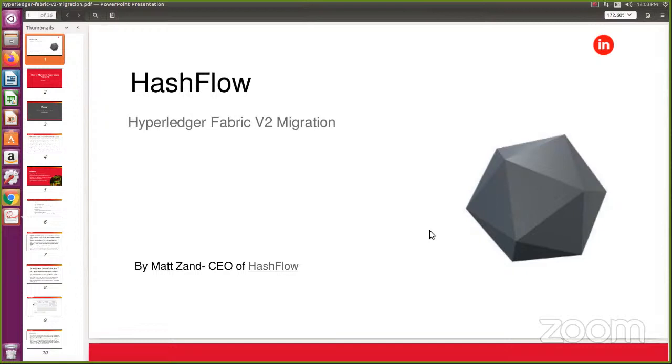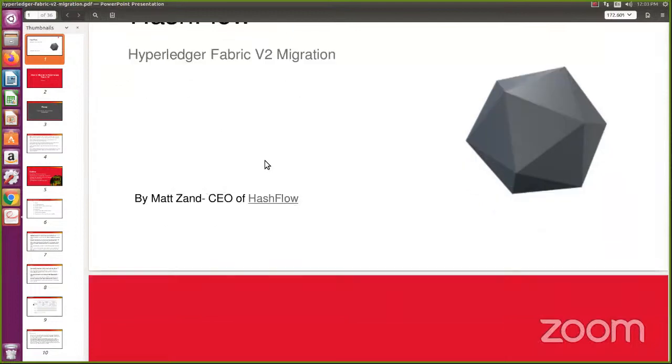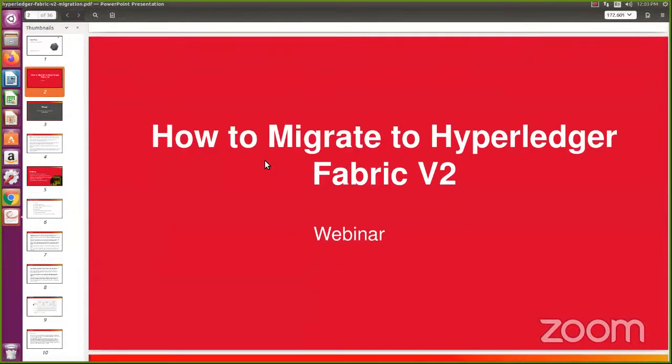So it's a little bit of information about me. The company I'm presenting is Hashflow, and I'm Matt Zan, and a little bit later I'm going to talk about my bio in the next slide. In this presentation, we're going to talk about how to migrate to Hyperledger Fabric version 2. I'm going to talk about Hyperledger Fabric, some of the key components and its architecture. Then I'll talk about some of the key highlights of Fabric version 2, and then some of the best practices for migration. And then I'm going to talk about some of the things that my company can do if you would be interested in getting more assistance in this process.